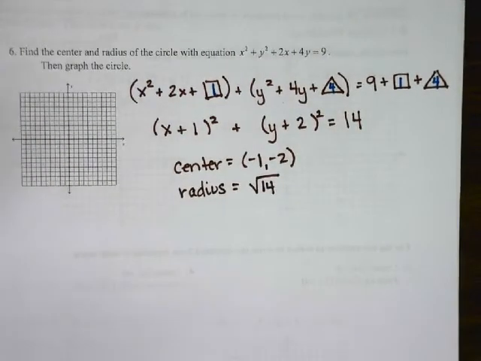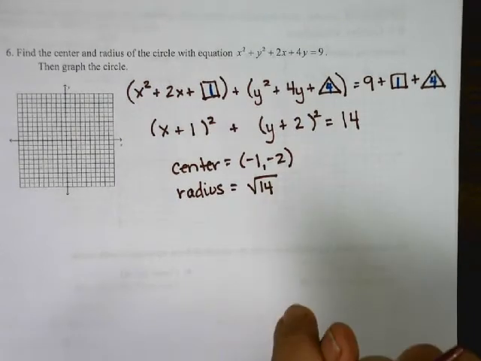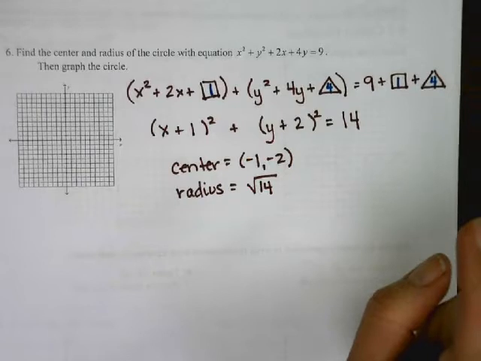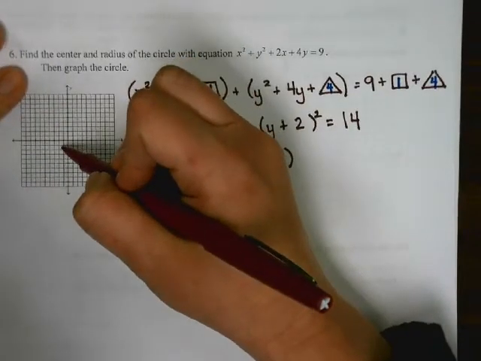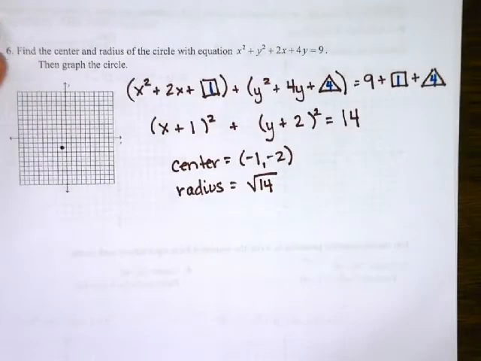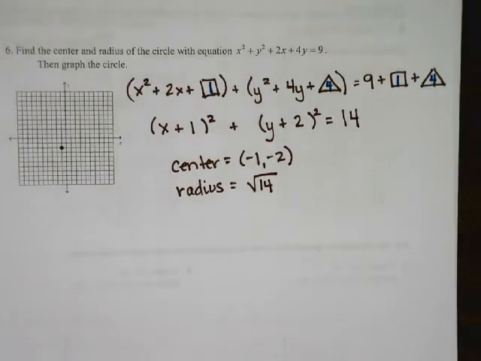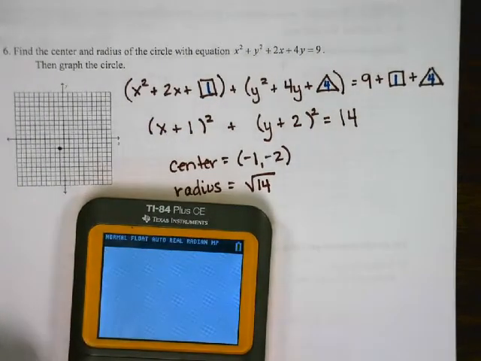That's the exact radius. That's what I want you to list, okay? So it says find the center and the radius. The radius is the square root of 14. Remember, 14 doesn't break down. When I graph it, though, I'm going to use a decimal approximation for the square root of 14. Okay, so -1, -2. And if you look at your calculator, grab your calculator. Only use the decimal approximation to graph it.